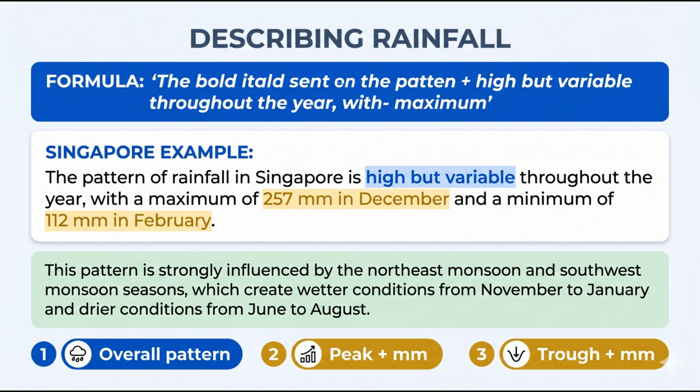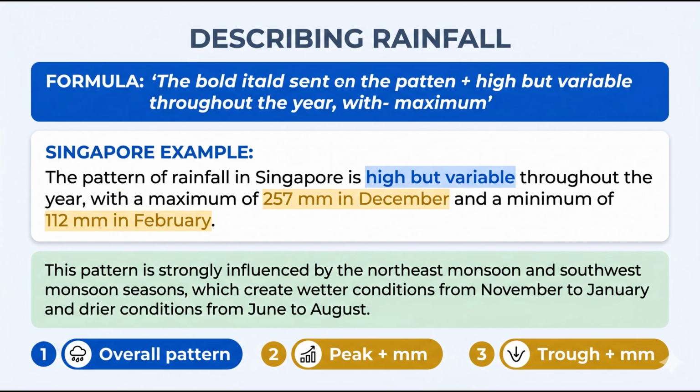Now here's the formula for describing rainfall, and it follows the same 3-part logic. Look at the blue formula banner on screen. Rainfall is [high/low], [variable] throughout the year, with a peak of [blank] millimeters in [month] and a trough of [blank] millimeters in [month]. And see the Singapore example below: rainfall is high but variable throughout the year, with a peak of 257 millimeters in December and a trough of under 112 millimeters in February. 3 components again. Overall pattern, peak with value and month, trough with value and month.